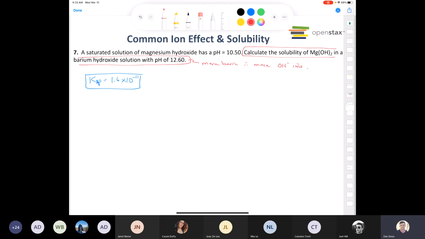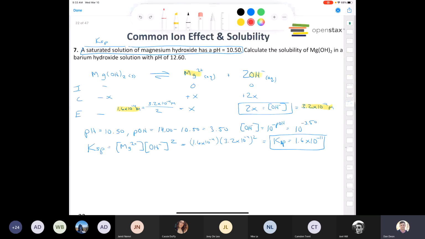I'm going to use the exact same strategy. If my pH is 12.60, my pOH is going to be 14 minus 12.60, which is 1.40. Same thing I did on the last slide. I'm going to calculate my concentration of hydroxide, which is 10 to the negative pOH, which is 10 to the negative 1.40. When you do that, you get 4.0 times 10 to the negative 2 molar as being the concentration of your hydroxide. Notice that this number, 4.0 times 10 to the negative 2, is greater than this number here. It's quite a bit greater, right?